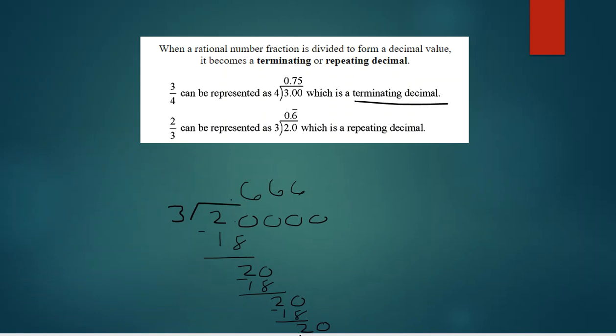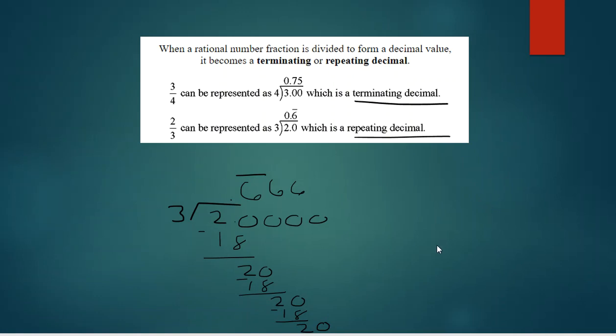This decimal is called a repeating decimal. As you add zeros and bring them down, you're always going to get 6. This is a repeating decimal of 0.66. So a terminating decimal is when the decimal ends. A repeating decimal is when the decimal continues to repeat.